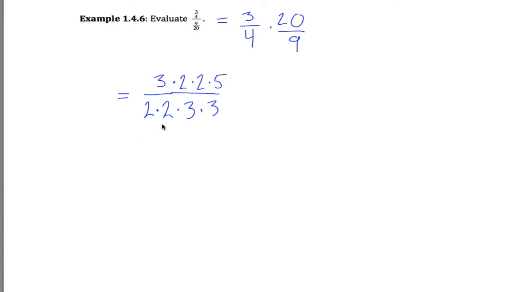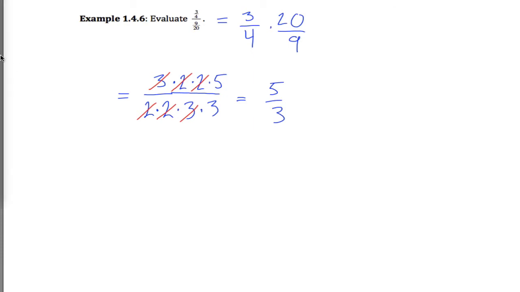And so what you have now are the factored forms of the numerator and the denominator. We can cancel out common factors. This 3 will cancel with this 3. This 2 and this 2 will cancel. This 2 and this 2 will cancel. So when all the dust settles, all we're left with is a 5 in the numerator and a 3 in the denominator. In other words, 3/4 divided by 9/20 is 5/3.